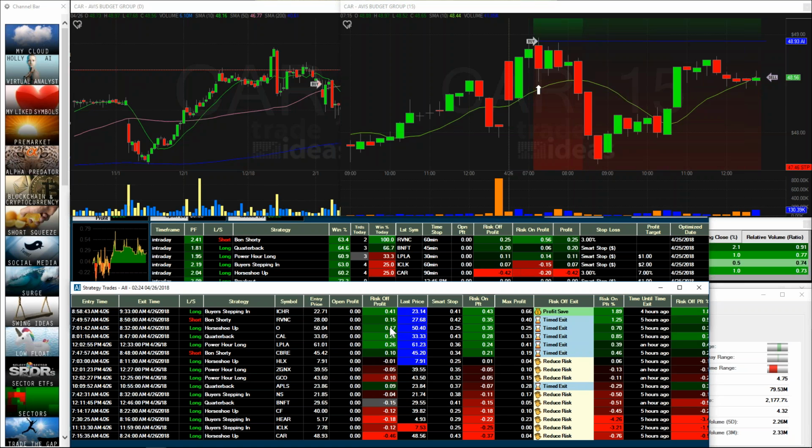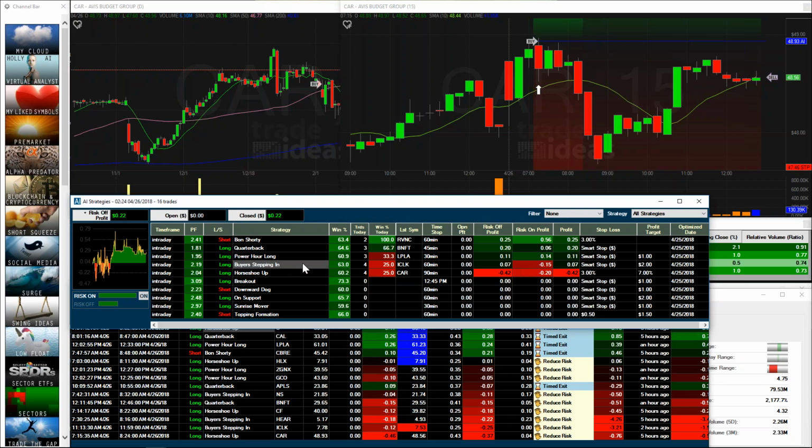So we've got an example here of a short and a long. Let's look at the long first. The strategy that presented the trade here was in the symbol 0, and Horseshoe Up generated it. So we can look at Horseshoe Up here and go, okay, it came into the day with a 60.2% chance of success, anything coming out of it. Of course, this one underperformed today, 1 out of 4 is 25%. So this one underperformed. That's what presented the trade here.